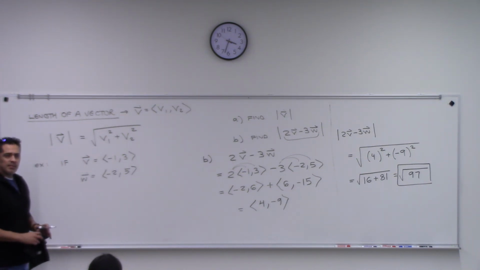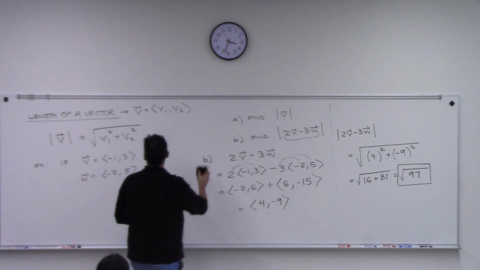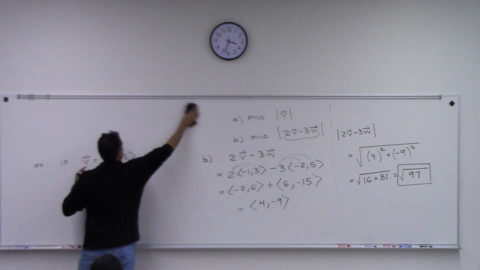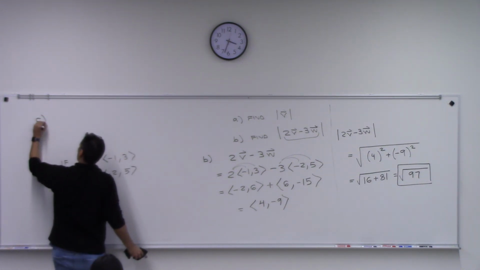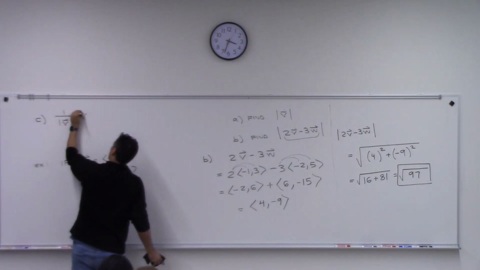All right, next part, can I move on to C? Okay, for part C, what I asked you was to figure out what 1 over the magnitude of V is times V, right?